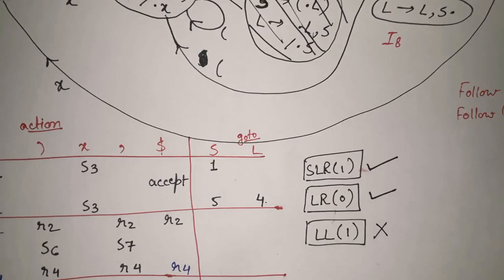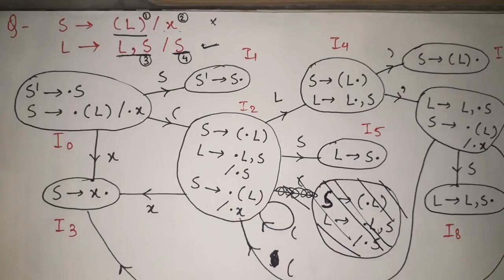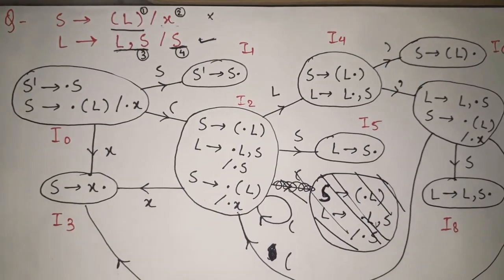Fine, so this is one of the very standard examples, and I have shown you the whole method, how to solve it, how to make the canonical collection of LR0 items, and I have also shown you how to check whether a grammar is LL1 or not, LR0 or not, and SLR1 or not. I hope all of these concepts are clear now.